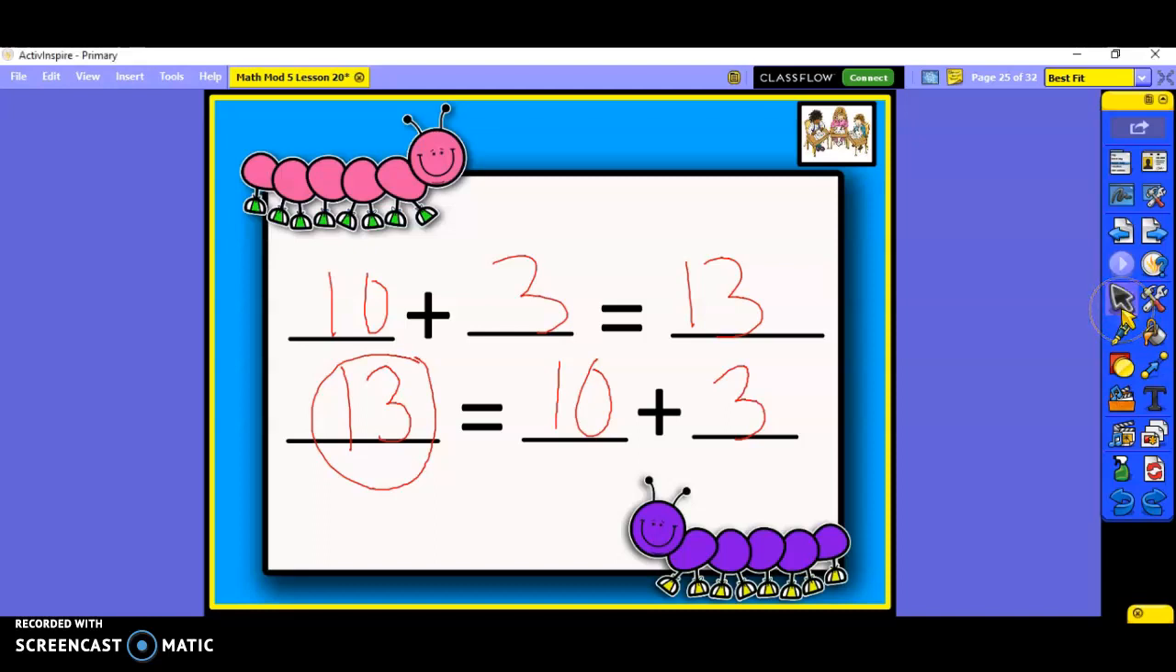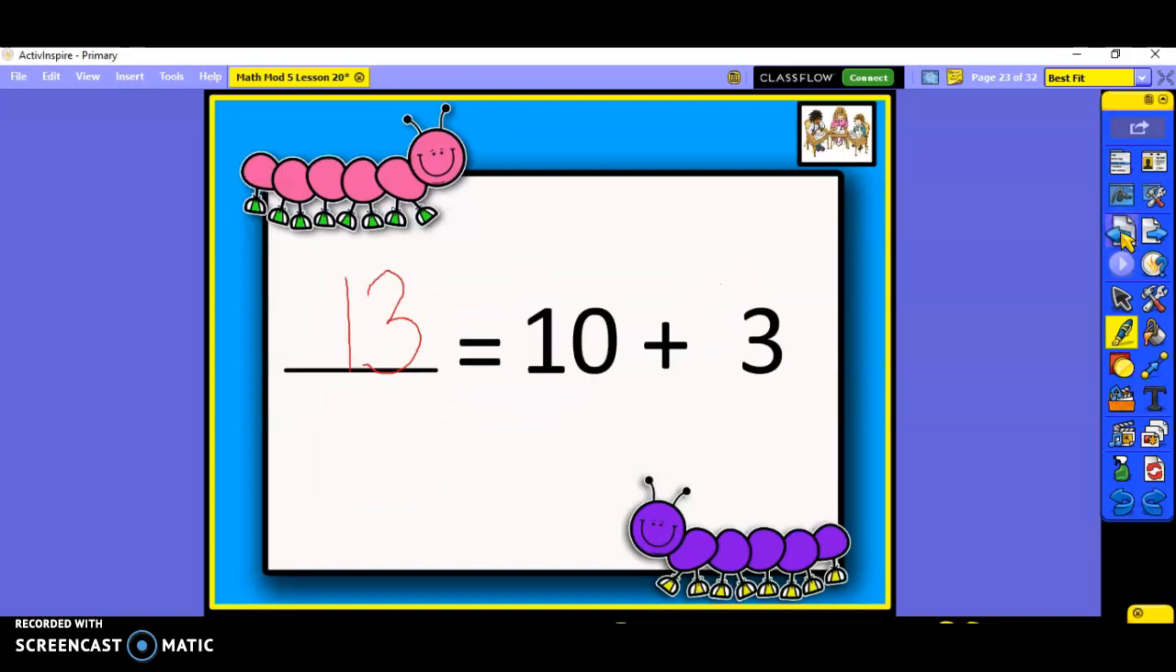On our bottom number sentence, we started with our whole. We took our 13 and we split that into our two parts, 10 plus 3. Whole equals part plus part. Let's say that together. 13 equals 10 plus 3.